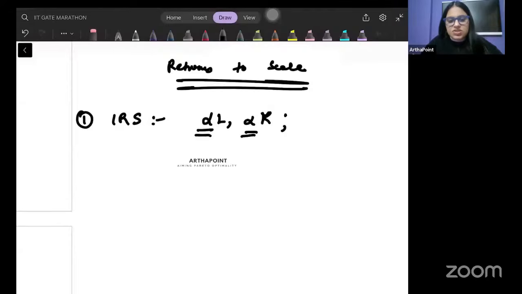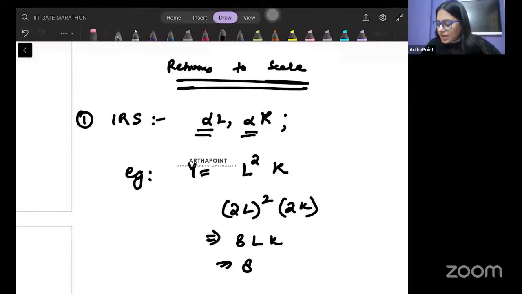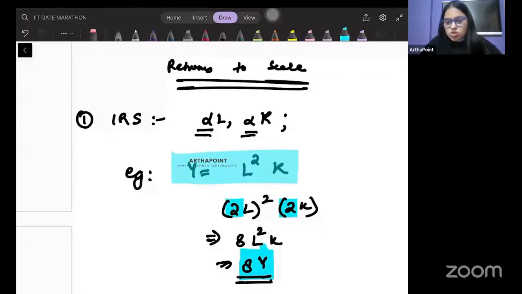We know this. For example, if I take my production function as L square into K, then when I double labor and capital, my new output will be 8 L square K. So it will be 8 times the original level of output. I only doubled my inputs, but my output became 8 times. This is an increasing returns to scale function.